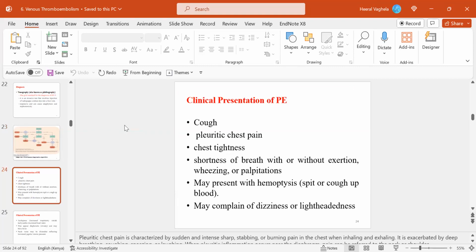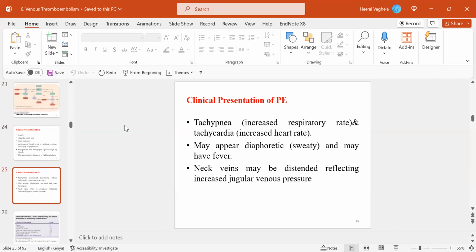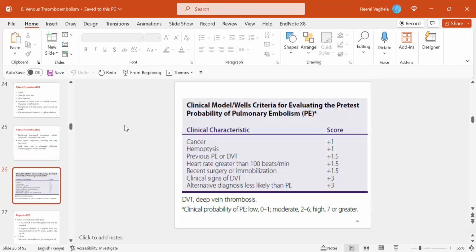When looking at clinical presentation for pulmonary embolism, now you'll have pulmonary symptoms like cough, chest pain, wheezing, and all that. Tachypnea, sweating, and there's increased jugular venous pressure.